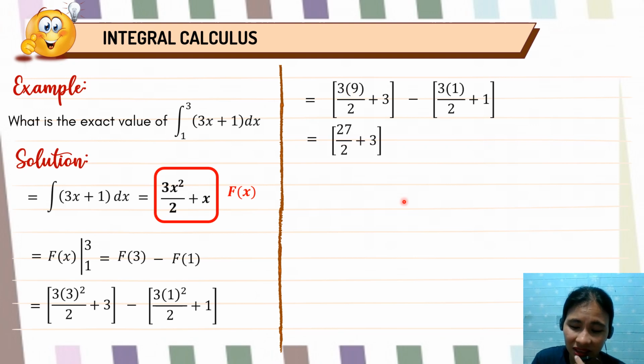3 times 9, that is equal to 27. So that's 27 over 2 plus 3. Minus 3 times 1 is 3. So that is 3 over 2 plus 1.